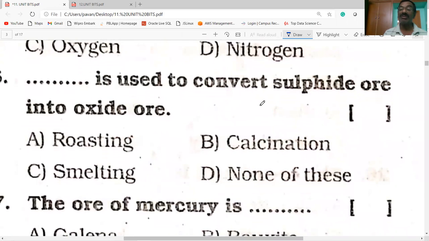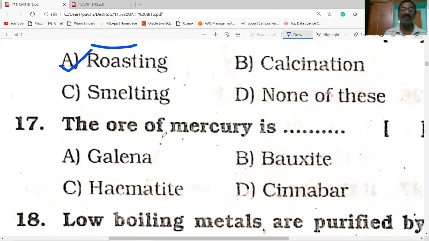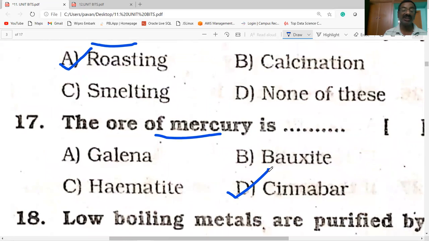Dash is used to convert sulfide ores into oxide ores. Sulfides ni oxides ga marche prakriyane em antamu, roasting antamma. Roasting is a process to convert the sulfide ores into oxide ores anamata. Next, the ore of mercury is mercury, padrasam. Padrasam yokka ore edi cinnabar HgS.